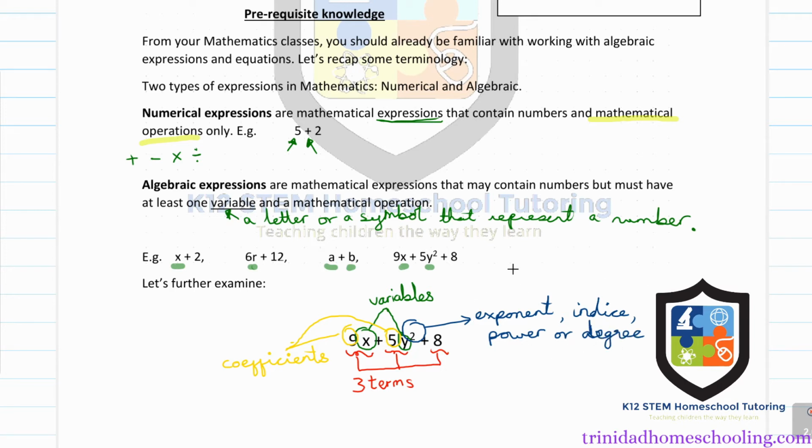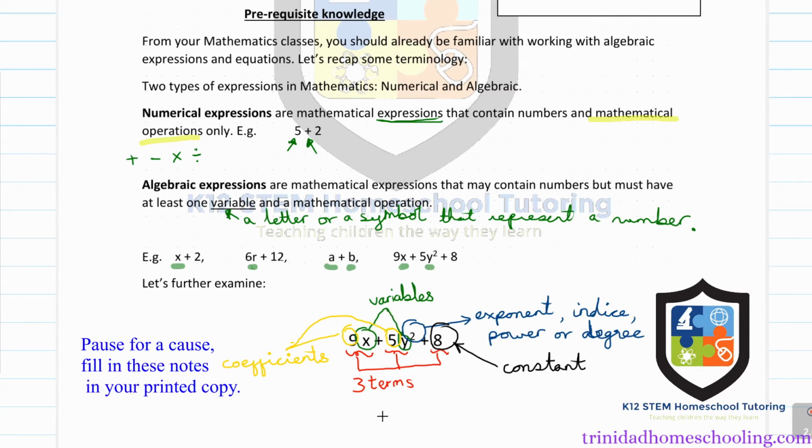So these are the different names you would see and hear being used to represent a number on top of a variable like this. We also have this number here, and this number here with no variable on it is called a constant. So the value of the 9 and the 5 doesn't change. However, the value of the term 9x and the value of the term 5y squared changes as x and y are varied. Now, here you might want to pause the video and take down these notes before you move on to the second page.